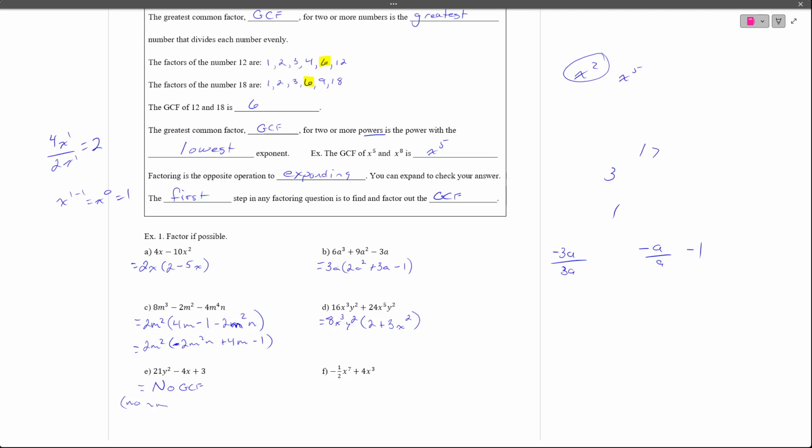No number or variable in common. So we can't do anything here. It is what it is.